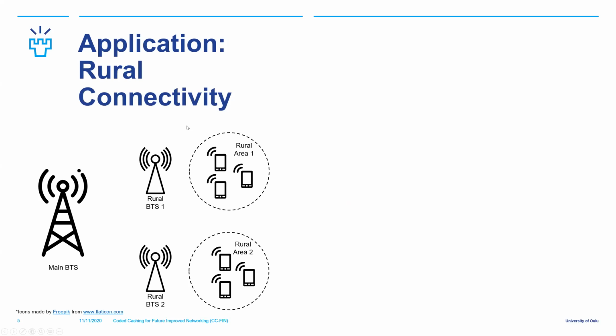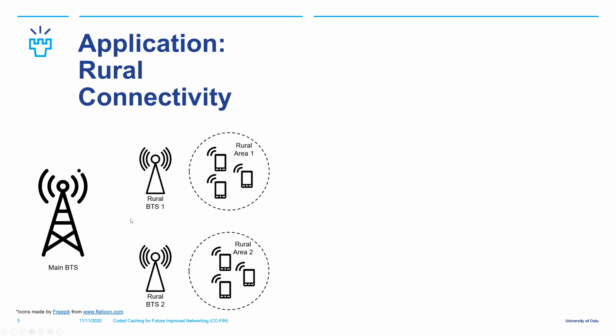So coded caching works whenever we have some nearby users which have cache memories, and in fact, we have a memory pool that can be used. One application is the rural connectivity scenario. These are just example applications. I'm going through 2 applications here.